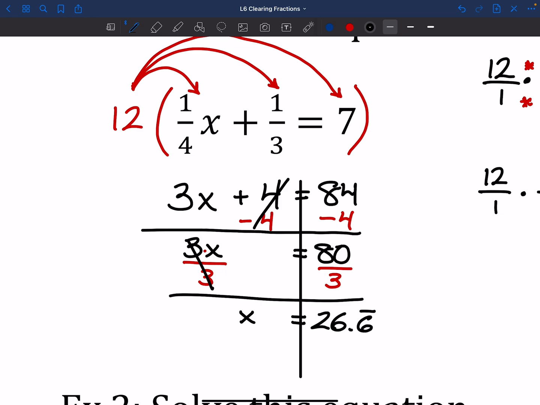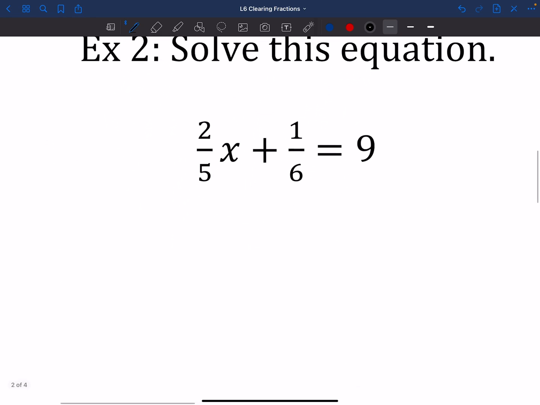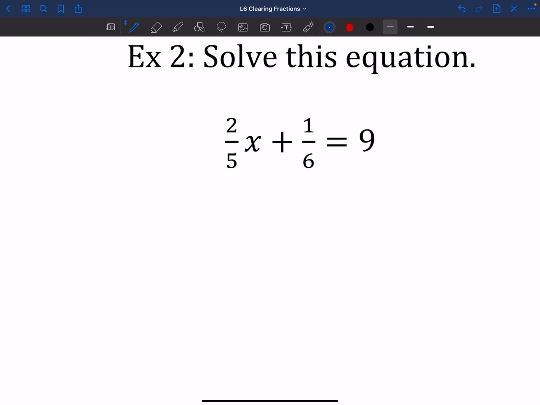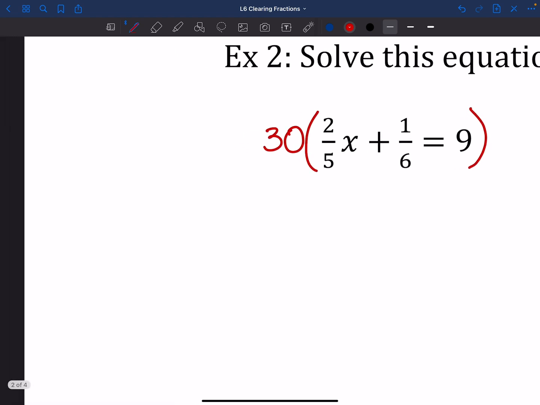Let's take a look at another one. So you have 2/5 x plus 1/6 equals 9. Something I mentioned at the very beginning is that when you only have two different denominators, like this 5 and this 6, an easy way to get a common denominator, or something we want to multiply by, is to just multiply them together. 5 times 6 is going to give us 30, and that's something we can use here. Off to the side, let's talk through how it would look if I did want to do it that other way.